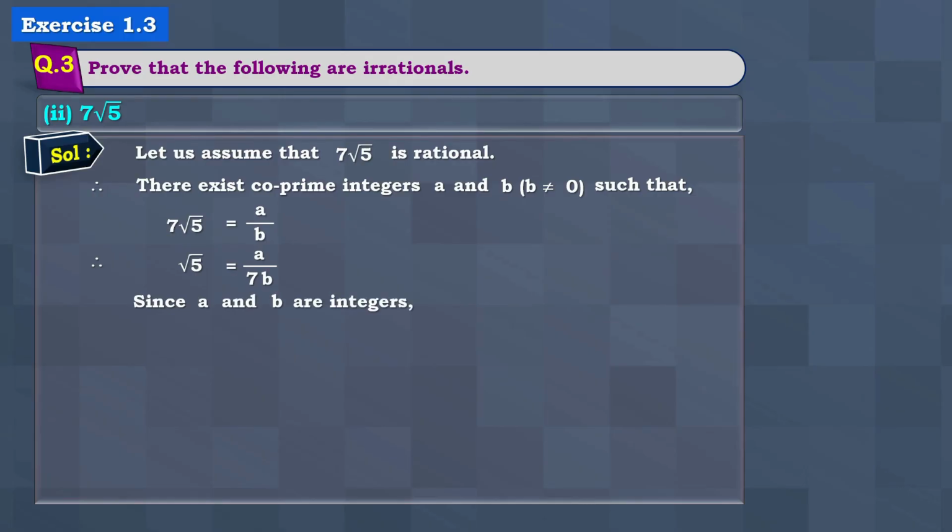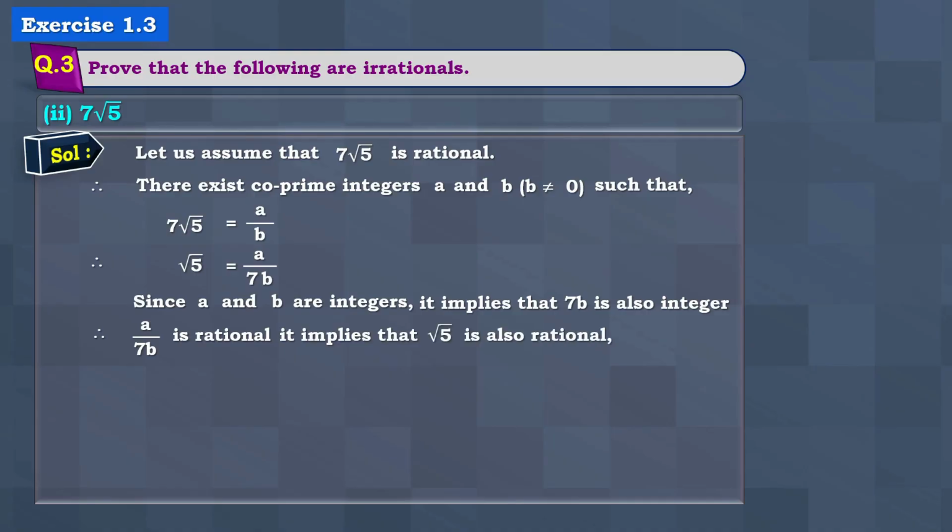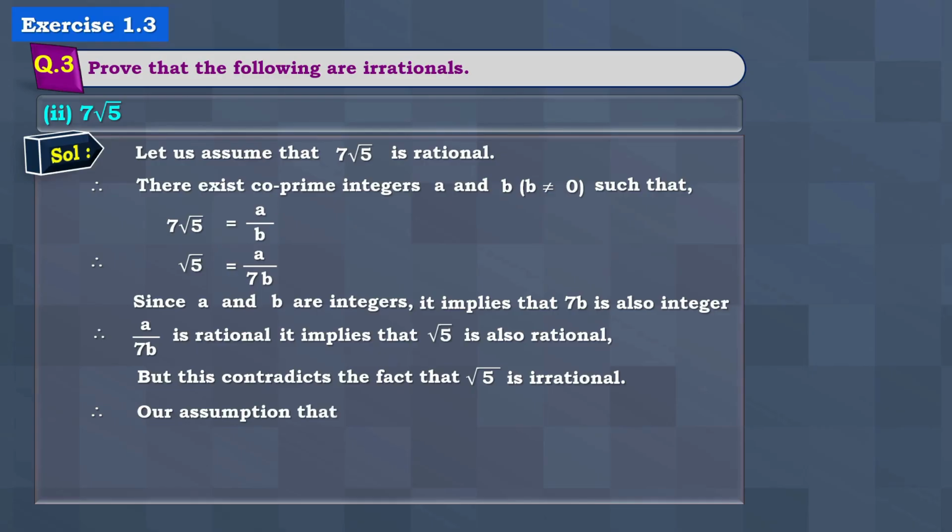Since a and b are integers, 7b is also an integer. Therefore, a divided by 7b is a rational number. This implies that root 5 is rational. But this contradicts the known fact that root 5 is irrational. Hence, our assumption that 7 root 5 is rational is wrong. Therefore, 7 root 5 is irrational.